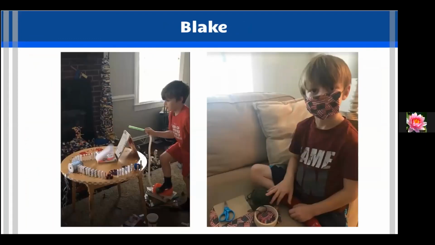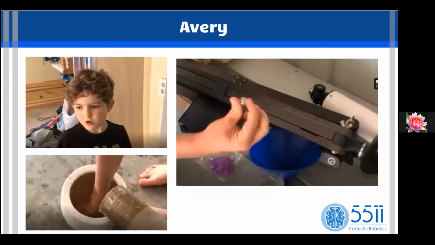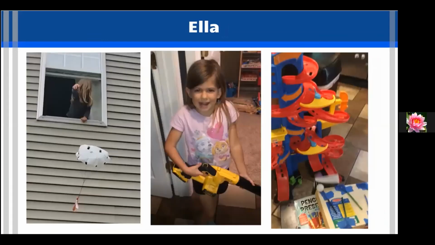Next up, we have Blake, and he also made a Rube Goldberg machine, which looks really intricate with his pump and the dominoes and the string, and he also made a really cool mask. Next up, we have Avery, and he made a really cool Rube Goldberg machine. Next up, we have Ella. She made a parachute and a Rube Goldberg machine, and it has a lot of cool slides and twists and mazes, which is really awesome.